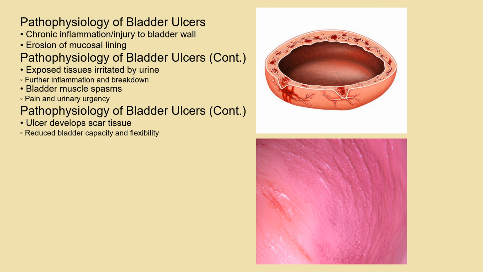Let's delve into the pathophysiology. What actually happens within the bladder when an ulcer forms? The chronic inflammation or injury to the bladder wall leads to erosion of the protective mucosal lining. This erosion exposes the underlying tissues, which are more sensitive and vulnerable. As these deeper tissues are irritated by urine containing waste products and sometimes bacteria, further inflammation and breakdown occur, deepening the ulcer. The bladder muscles may spasm in response to this irritation, contributing to pain and urinary urgency. Over time, the ulcer can develop scar tissue, which can reduce the bladder's capacity and flexibility.